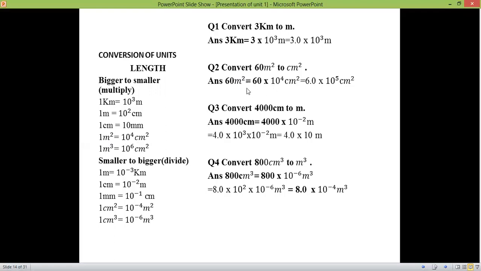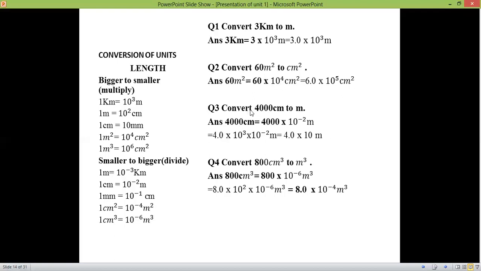So in the next step, instead of meter square, we have written 10 to the power 4 centimeter square. So the final answer becomes 6.0 into 10 power 5 centimeter square. How did it become 5? There is one zero of 60 and there are four zeros of 10. So combining them, 4 plus 1 becomes 5.